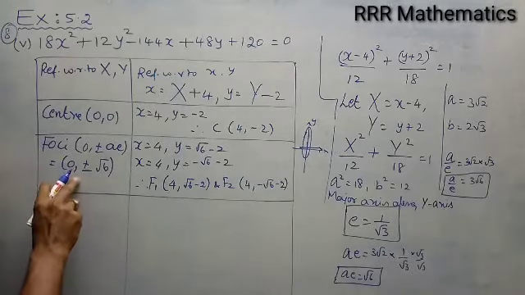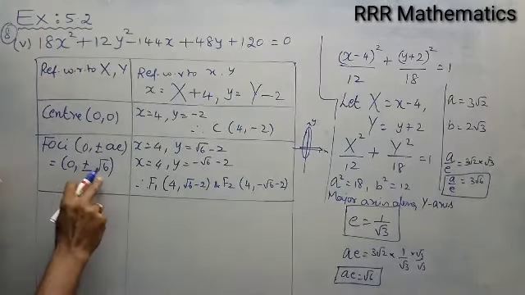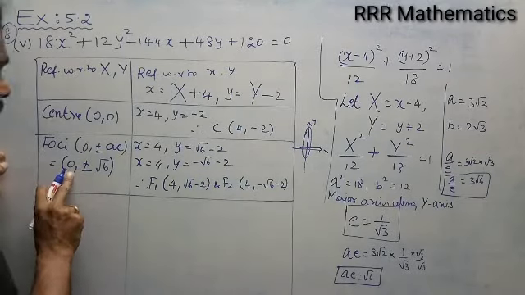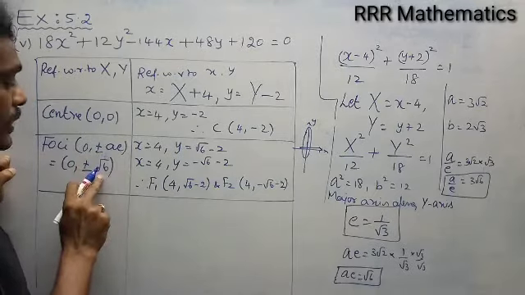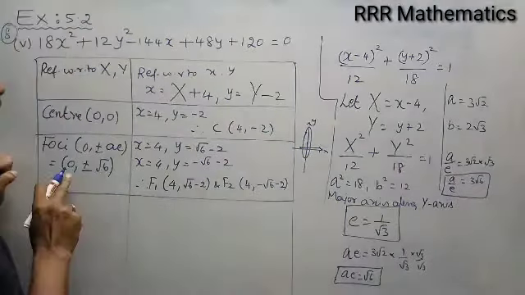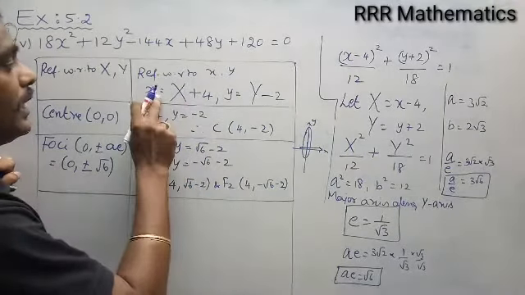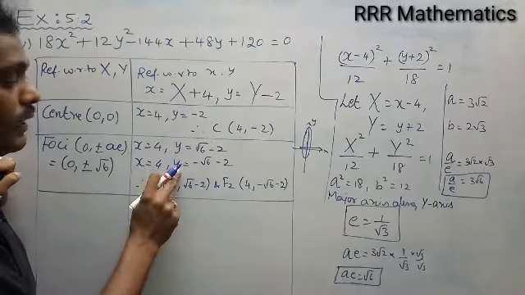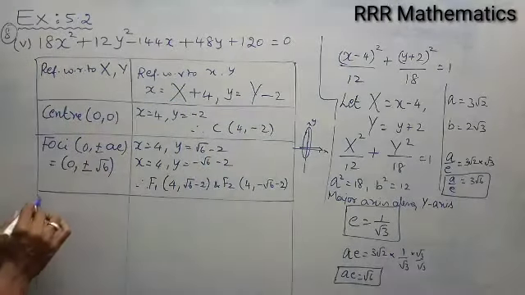Now we are getting the foci with respect to capital X and capital Y as 0, plus or minus root 6. When you replace capital X equal to 0 here, it gives small x value as 4. When you replace capital Y as root 6, it gives small y value as root 6 minus 2. And we have one more focus with 0, minus root 6. When you replace here, I am getting small x as 4 and small y will be minus root 6 minus 2.